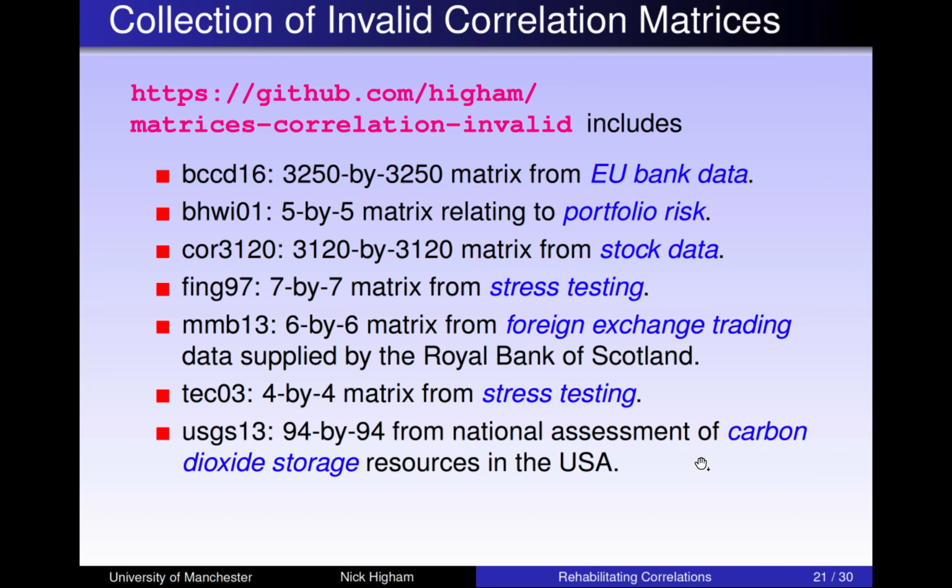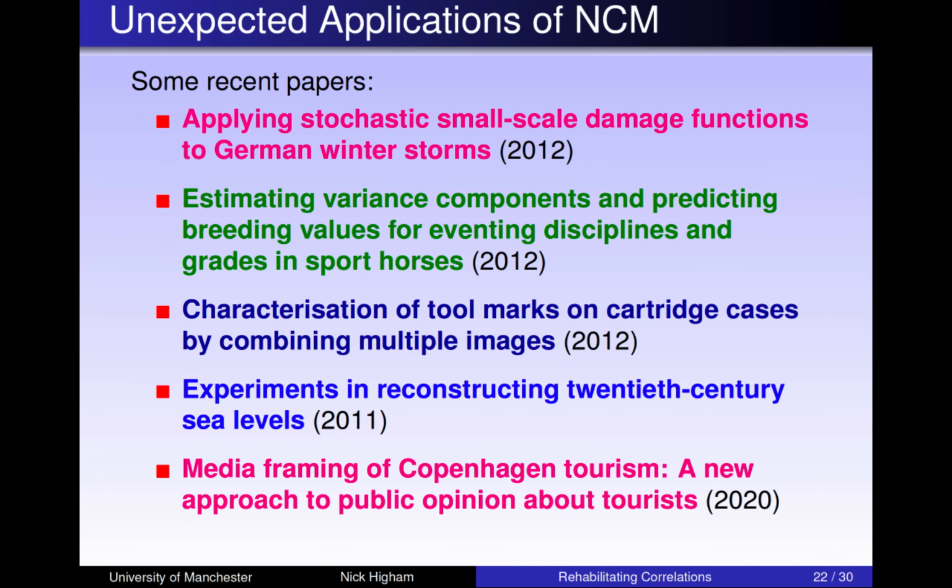So why have we got a non-finance problem here? Well, it turns out that this nearest correlation problem is actually very widespread nowadays. And using Google Scholar, I can see which papers are citing my original 2002 paper on this problem. And looking through that list, I found a huge variety of applications where this problem arises. So we've got a modelling of German winter storms here. We've got breeding of horses, cartridge cases from guns.